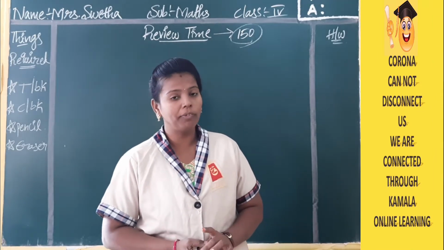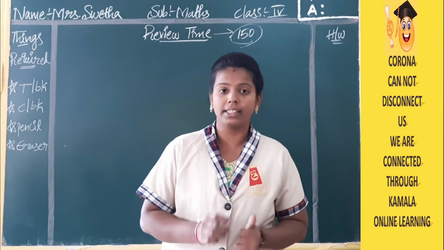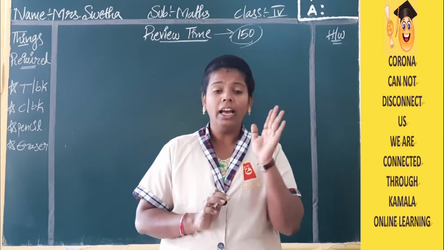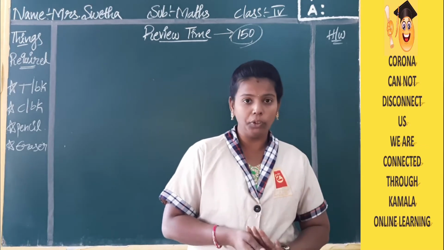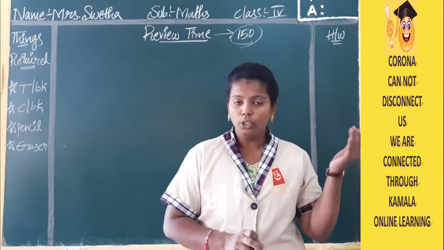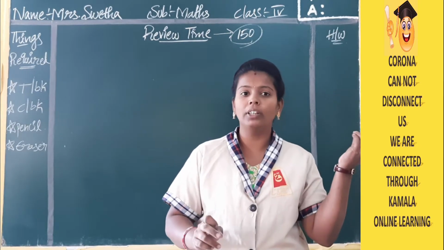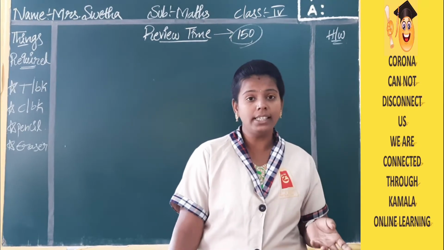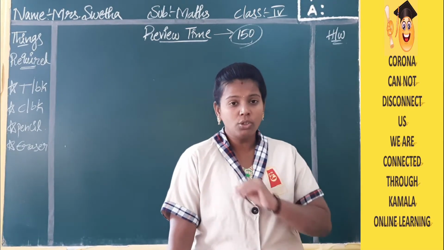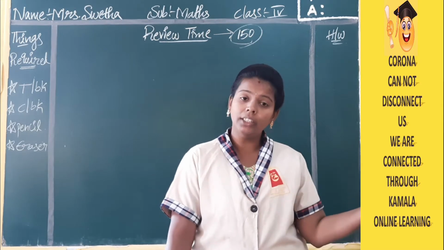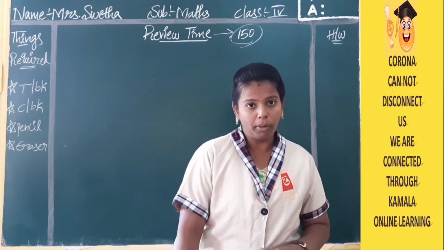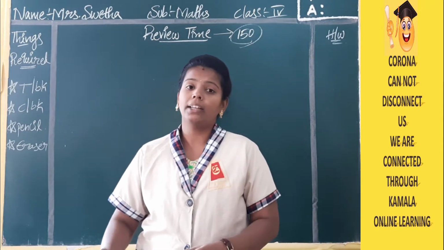In the previous class we completed our 4.5 exercise. By this exercise we have completed our chapter, and now we are starting our review time. Review time is like a small revision of your chapter. Whatever problems you have done in each exercise, a few problems they have given in this review time. We will revise what we have learned in our chapter through these problems. So now let us start with our review time.